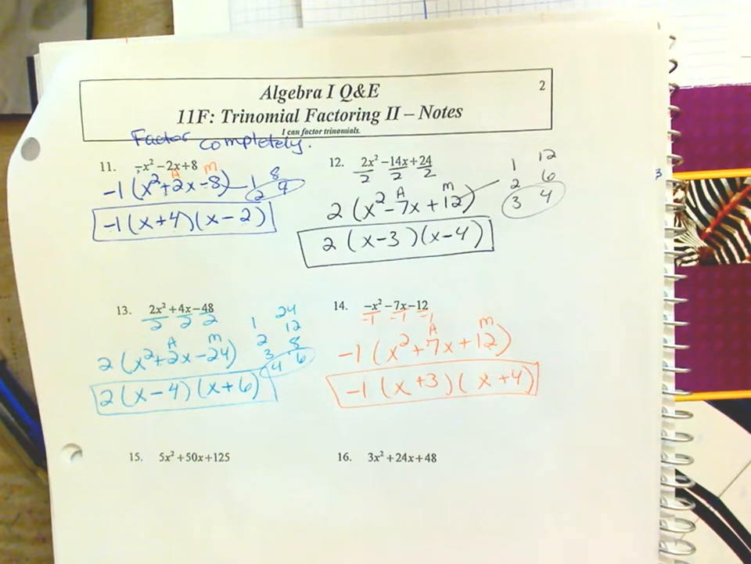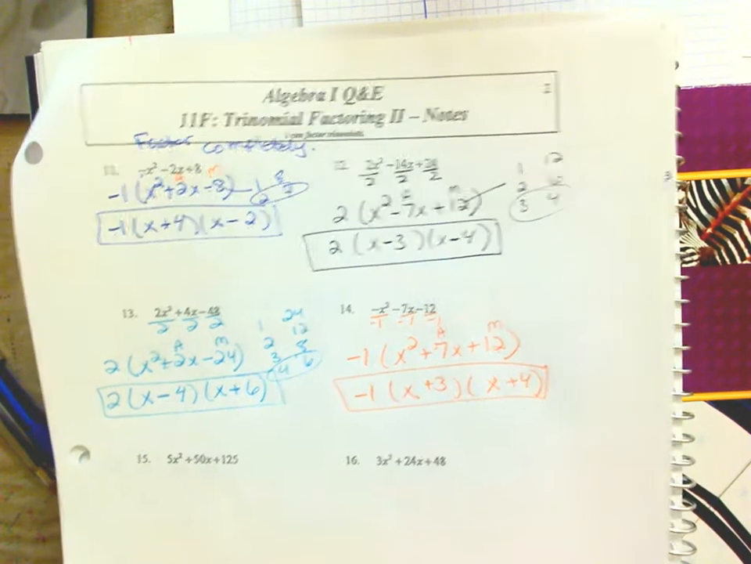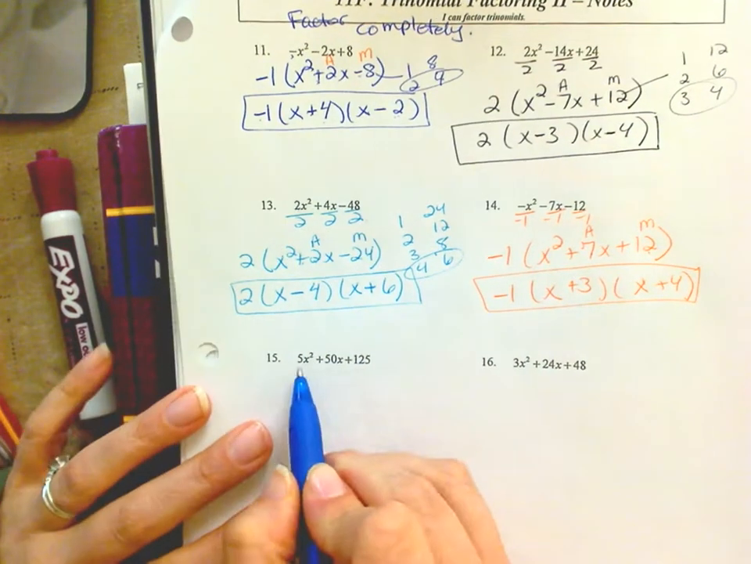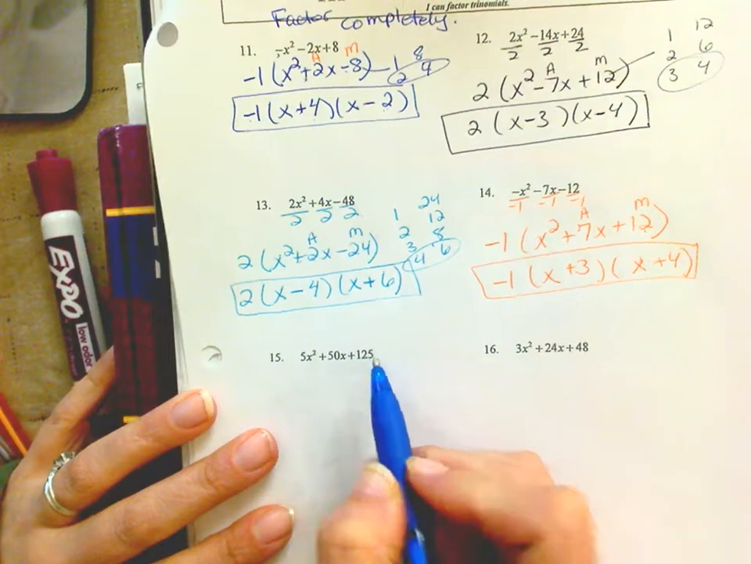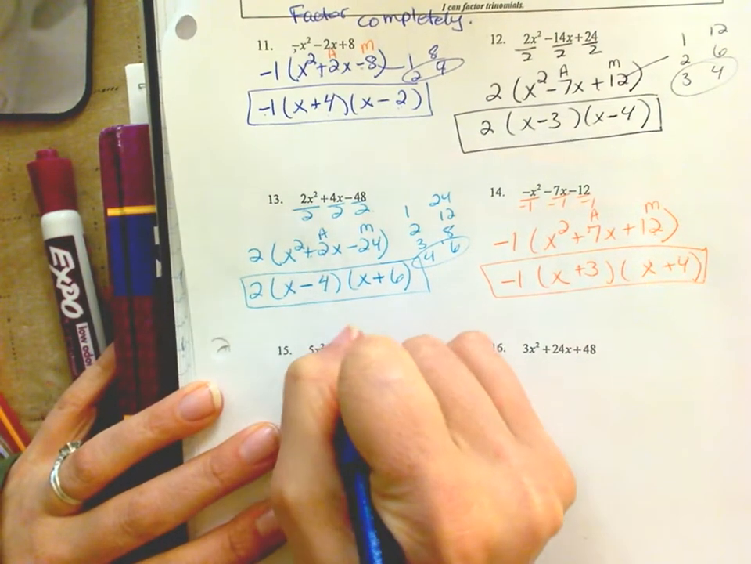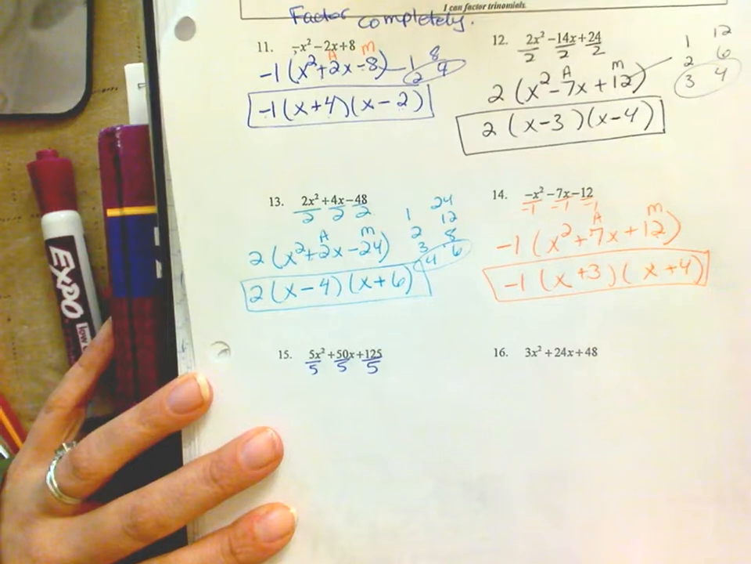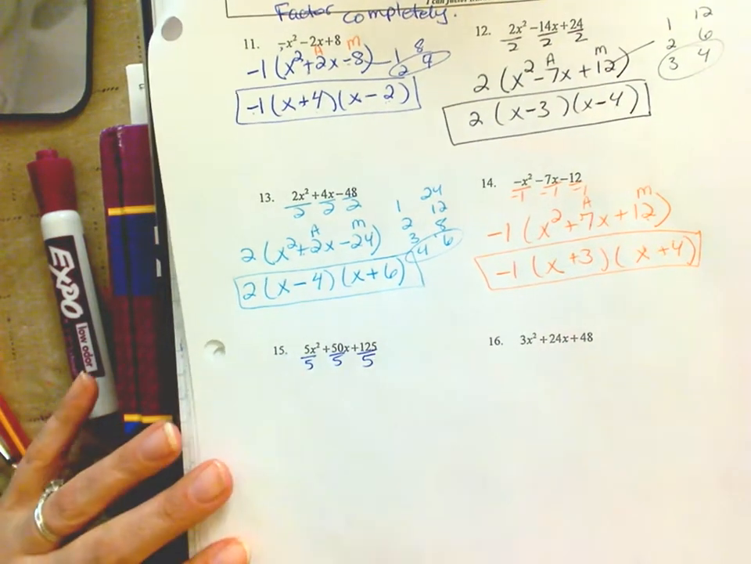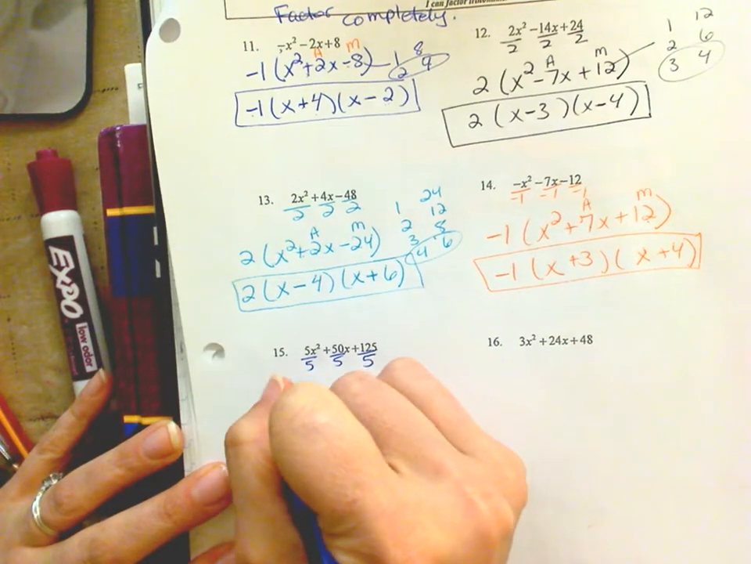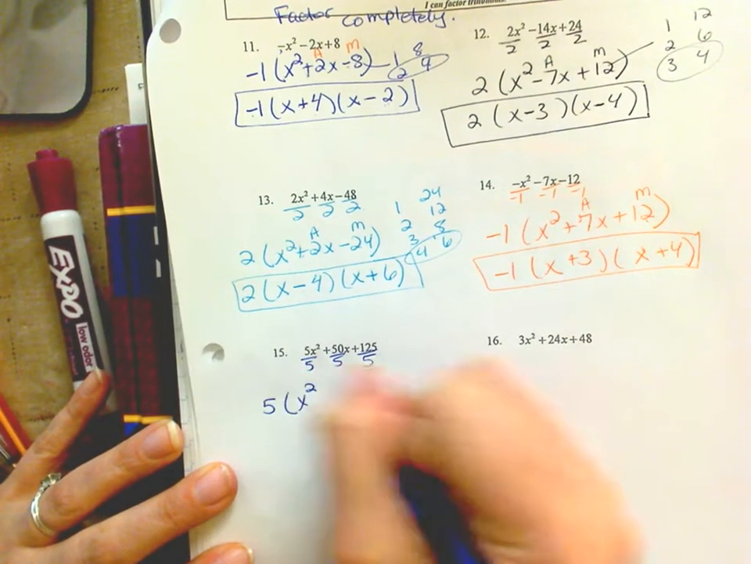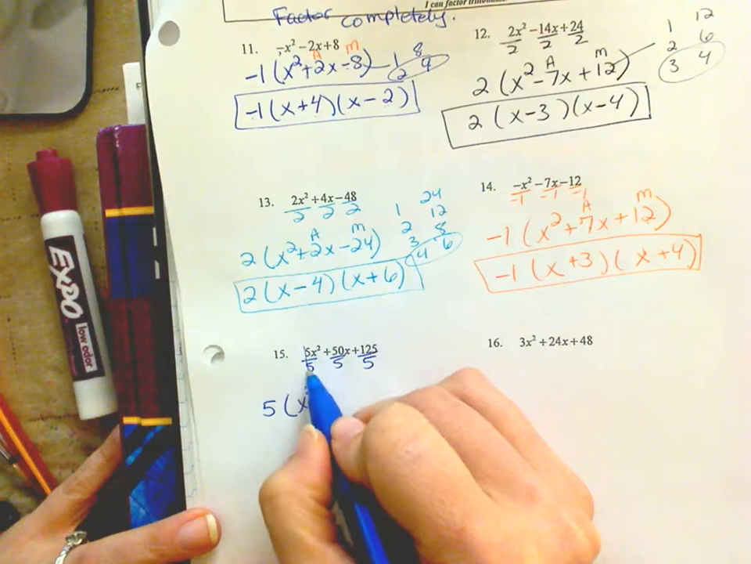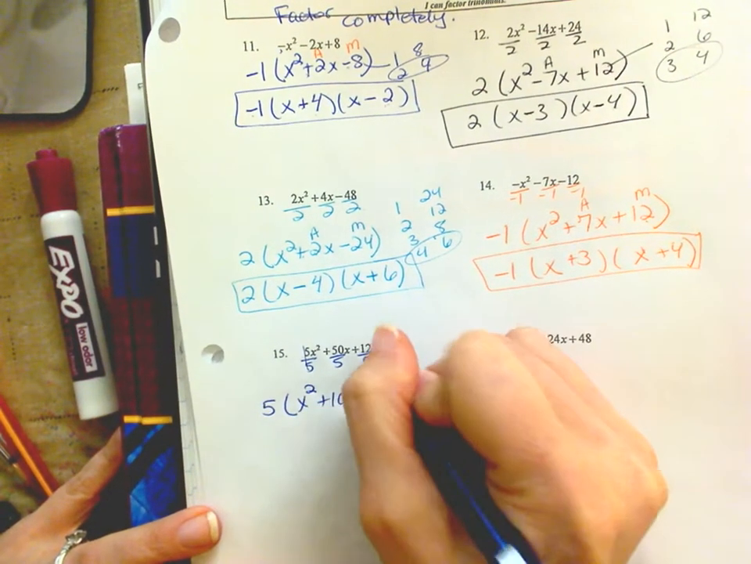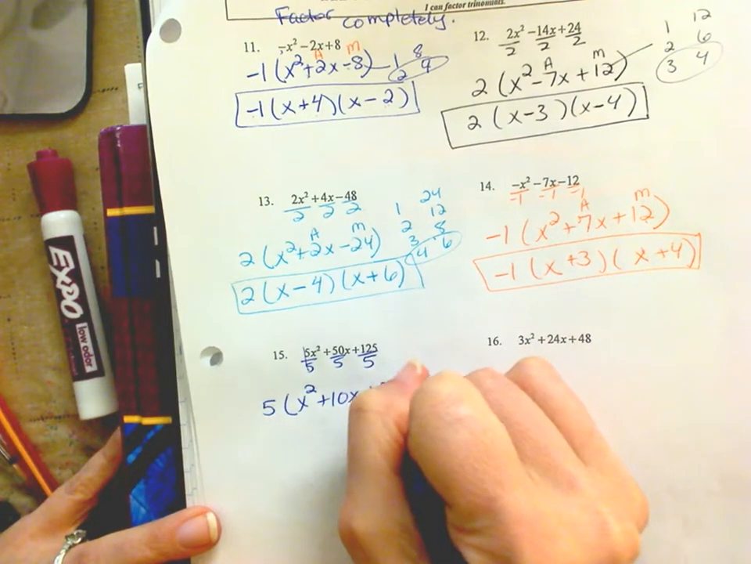Number 15, those are some big numbers, and I'm not really interested in working with big numbers. And that's okay, because all of these numbers, hope you realize, have a 5 in them. So if you divide out the 5 from all of them, that's going to make a lot nicer of a problem here for us to do. So keep the 5 out front. Show me all the pieces we have. So that'll make x squared. 50x divided by 5 is 10x. 125 divided by 5 is 25.